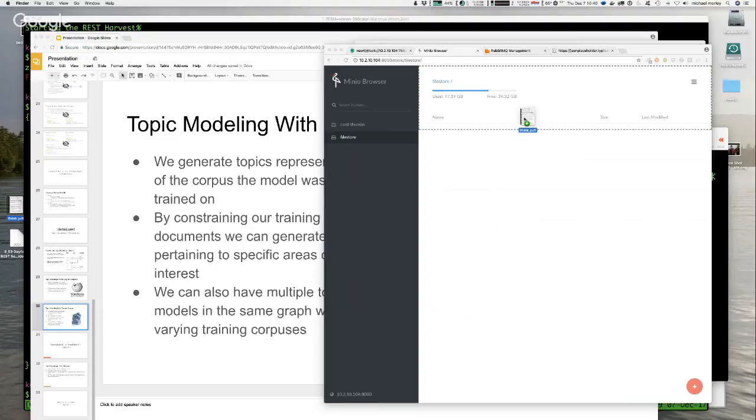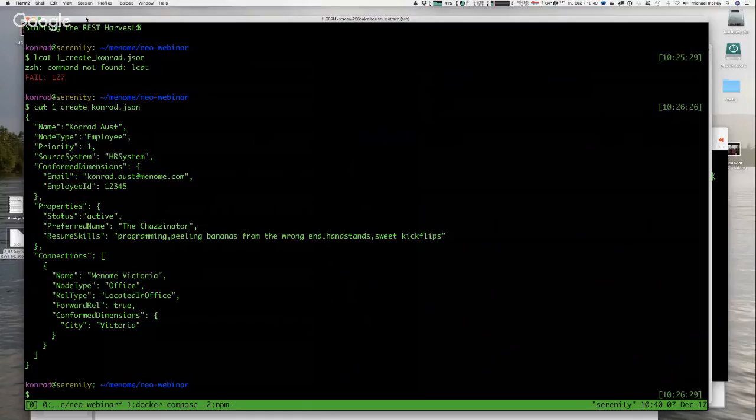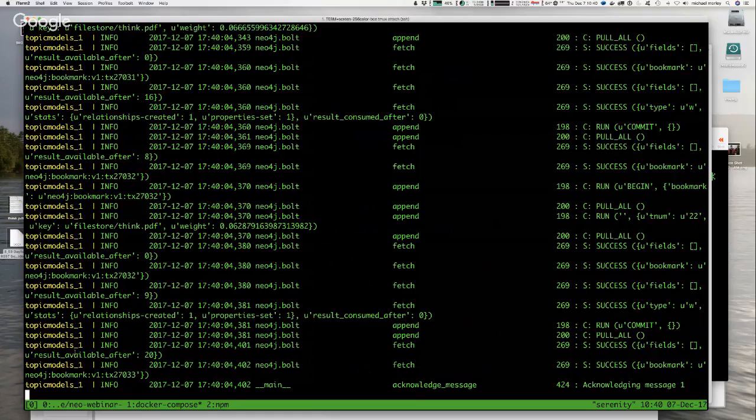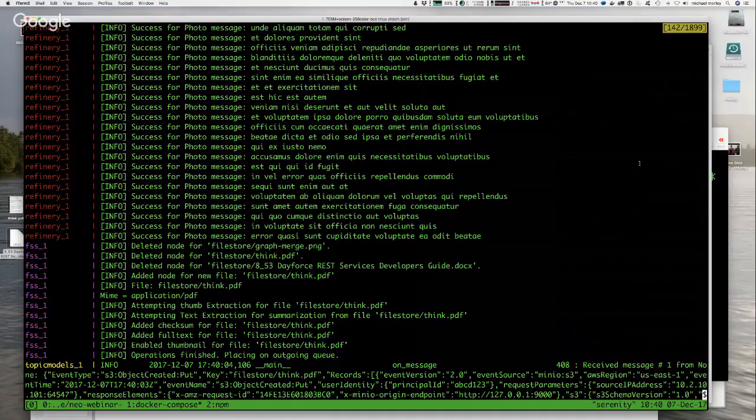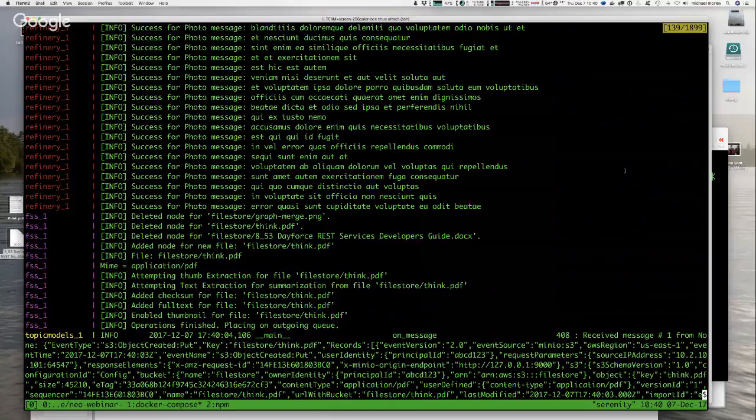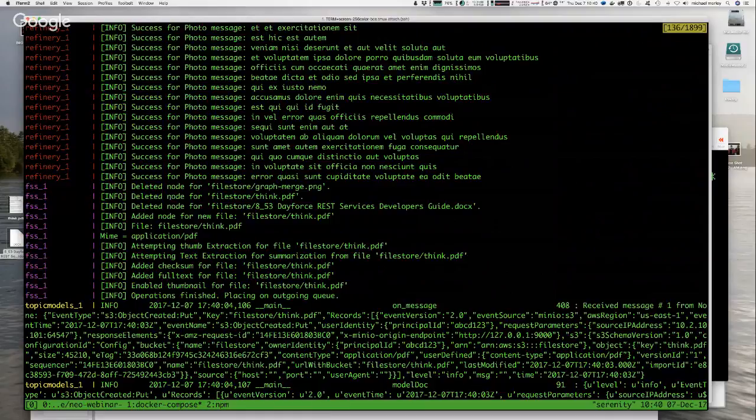So we're going to throw a couple documents in here. Oh, and we get a bunch of stuff from here. Scroll up a little bit there. We can show the message that's coming across. Oh, there she goes. Okay, so I deleted a few things before we started. We just added As We May Think by Vannevar Bush.